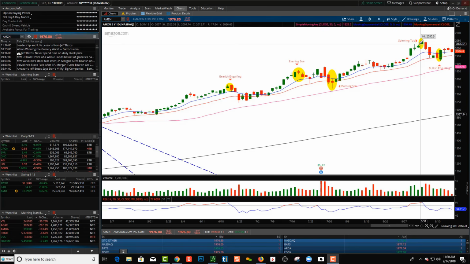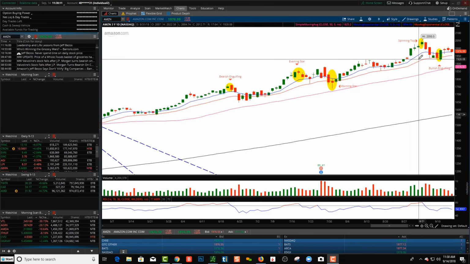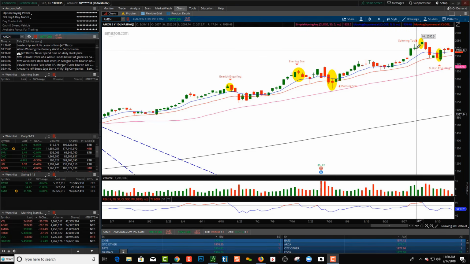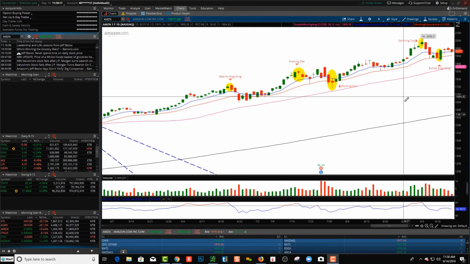Spinning tops have a little bit bigger real bodies, right? So again, don't bog yourself down. This is still telling you the same thing: look out, possible reversal, price is overextended.